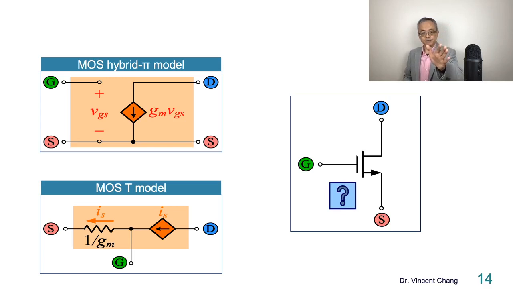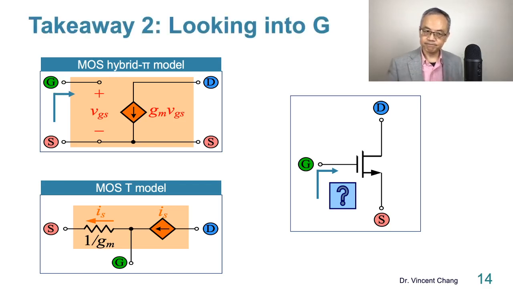Here's the key message. What's the resistance looking from the gate? What's the resistance between gate and source, looking into the gate? It should be infinite. The answer is infinite. Open circuit, no current. Look at your left-hand side, no current. IG, take note, is 0. So the resistance between gate and source looking into the gate is infinite.